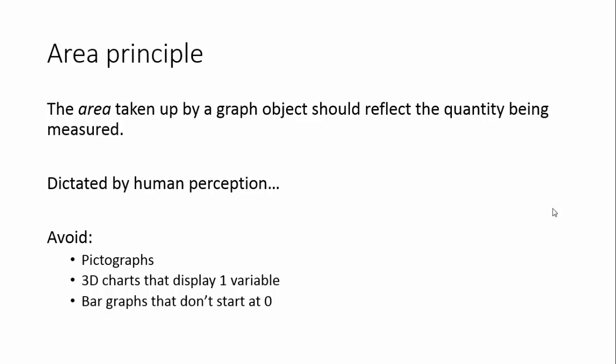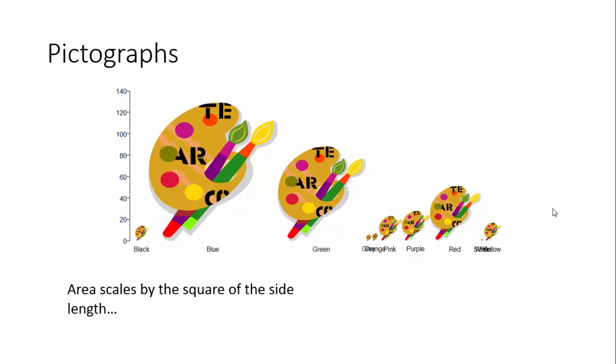So let's start with pictographs. And by the way, I'll mention this again. These things do show up in practice, and so we have to be on our guard for them. So here's an example of a pictograph. Rather than using bars, because gosh, bars are boring, I'm going to use this little color palette, and I'm going to show the color choices by making the color palettes bigger or smaller. And you'll notice that I've got the blue color palette, and the top of that color palette goes up to 139, and the green one goes up to 88, and so forth and so on.